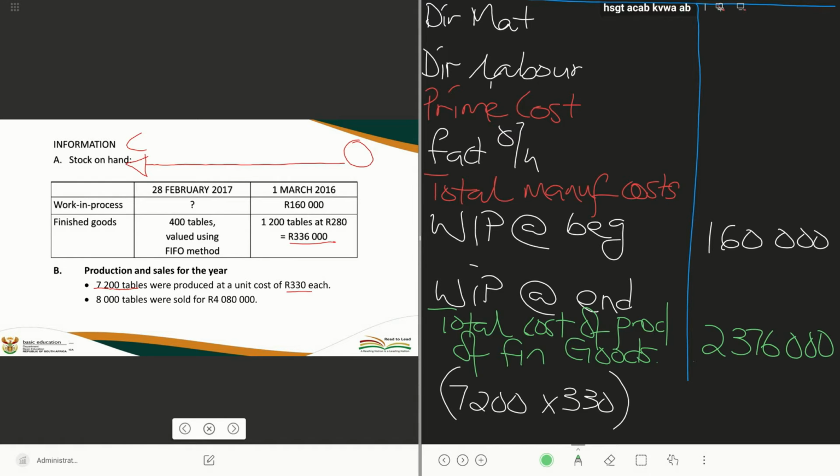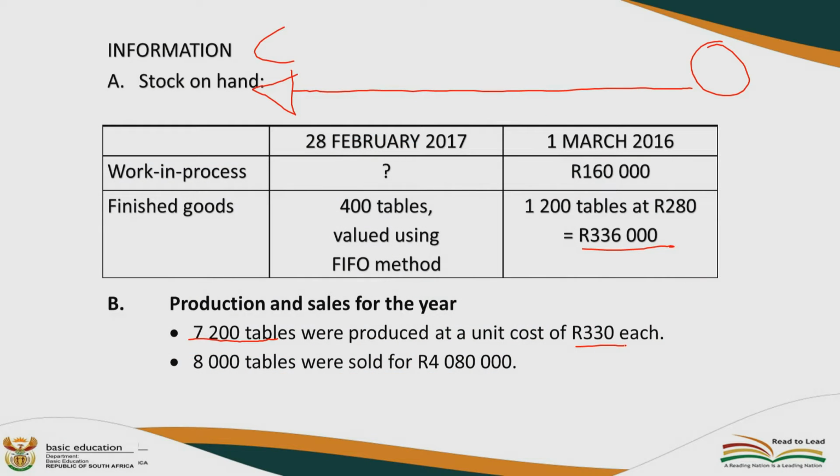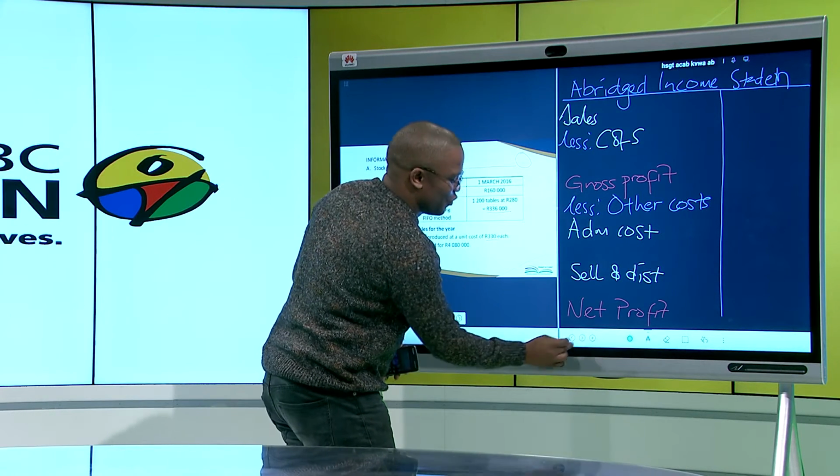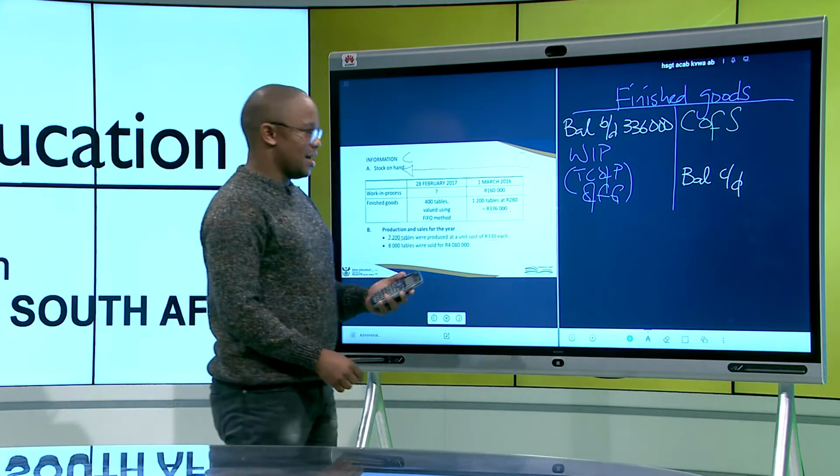2,376,000 rand. Remember this. Piece by piece, you feed in the information. I hope you are with me, my dear learners. Again, remember what I said. Your total cost of production of finished goods, that is the same amount that you'll write where? On your finished goods ledger account.